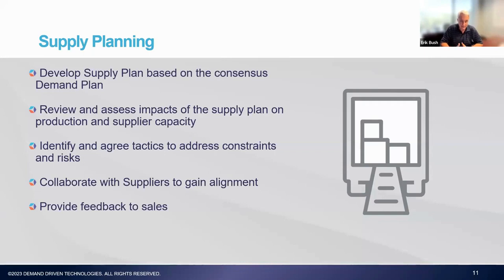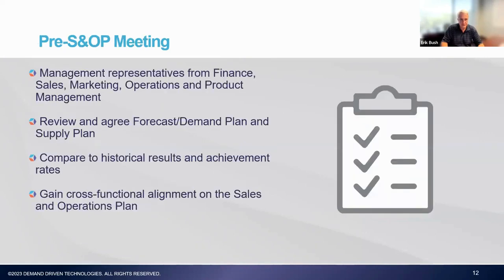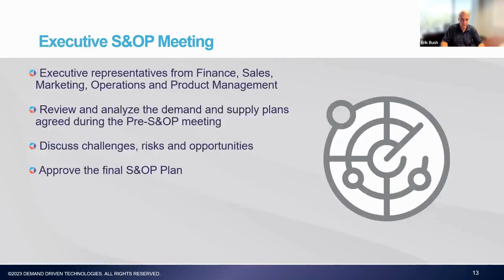Talk about identifying and agreeing the tactics to address constraints and risks. There is some of that reality check going on within the supply planning activities to make sure that the demand plan is within range of what could be achievable. And there's a kind of feedback loop that leads to the pre-S&OP meeting, where the functional leaders in the various departments get together, reviewing the demand and supply plans, talking about the puts and takes within all of that and trying to bring them into better alignment. There may be some review of historical results and achievement rates, really just trying to get everyone confident that, yeah, this is the plan we're going to take in.